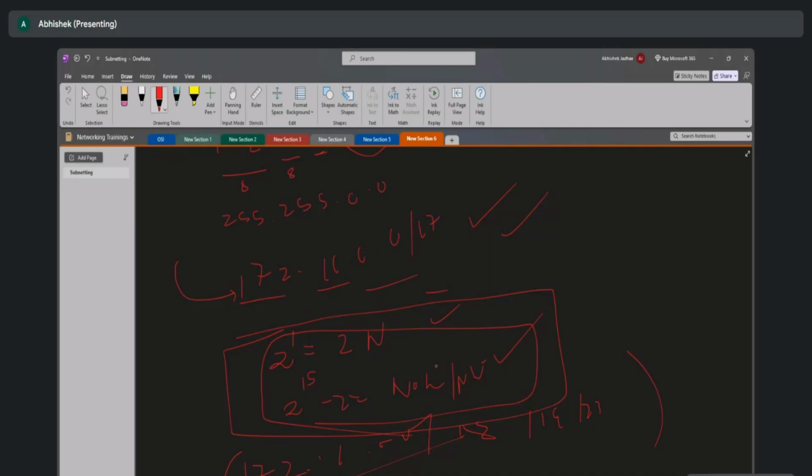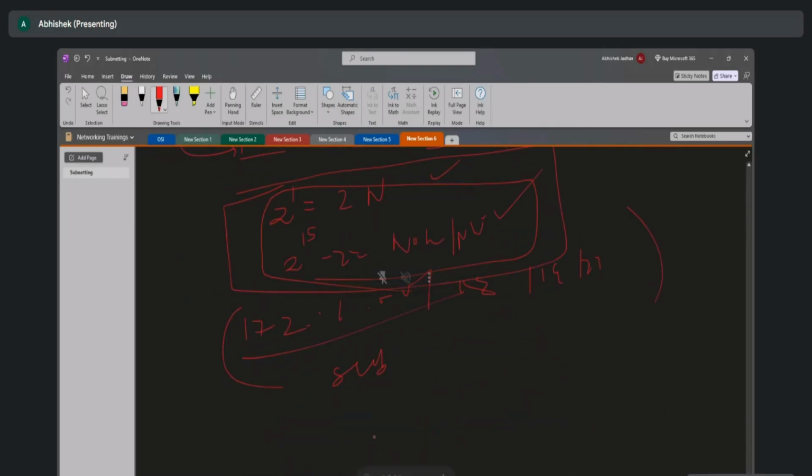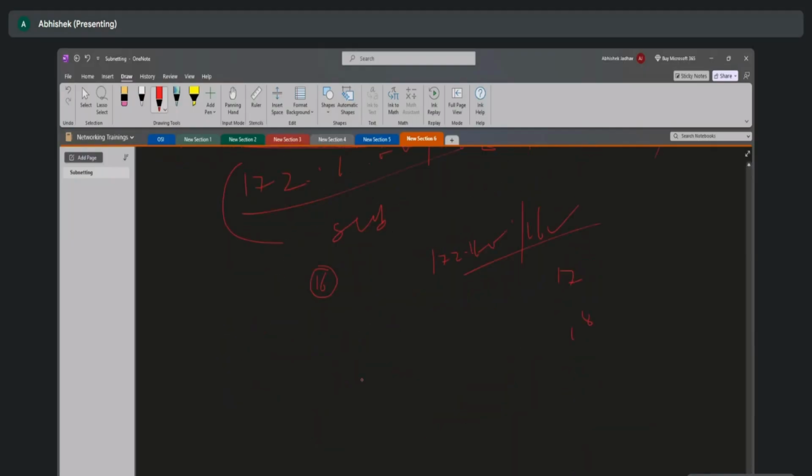Sir, in the place of 17, we can try for 16, right, sir? We can get 16 network bits and 16 host bits. Yes, you can try 172.16.0.0/16. Exactly, yes, you can try 17, you can try 18, you can try anything. Sir, for 16, how can we borrow? It's a complete network bit now, like 8. No need to borrow, no. No need to borrow.